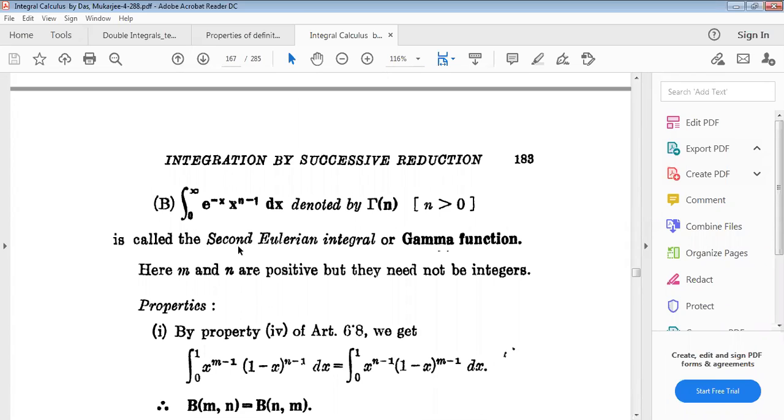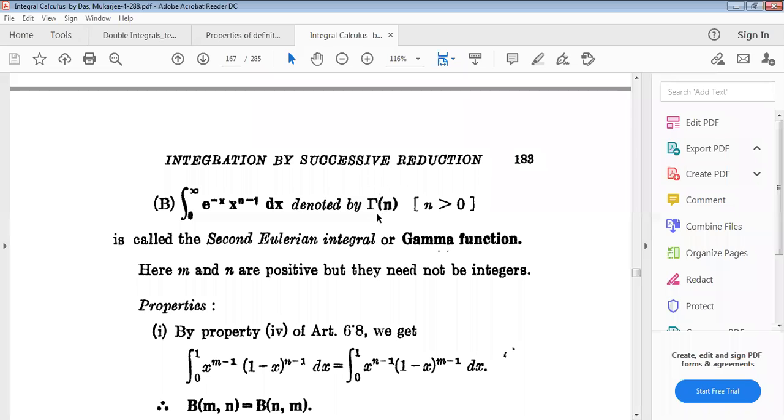And another function is called second Eulerian integral, which is called gamma function. It's gamma n, where n must be non-zero, that means greater than 0, positive. Gamma n can be represented by integral from 0 to infinity of e to the power minus x, x to the power n minus 1 dx. This is called gamma n function. Remember it. We have to use in different integration beta mn and gamma n.